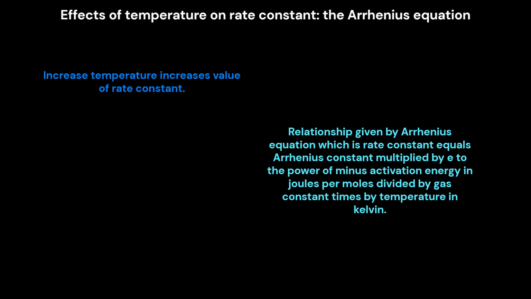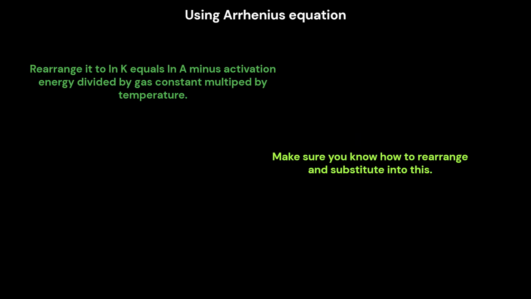Increased temperature increases the value of the rate constant. The relationship is given by the Arrhenius equation, which is rate constant equals Arrhenius constant multiplied by e to the power of minus activation energy in joules per mole divided by gas constant times temperature in Kelvin. Using the Arrhenius equation, rearrange it to ln k equals ln A minus activation energy divided by gas constant multiplied by temperature. Make sure you know how to rearrange and substitute into this.